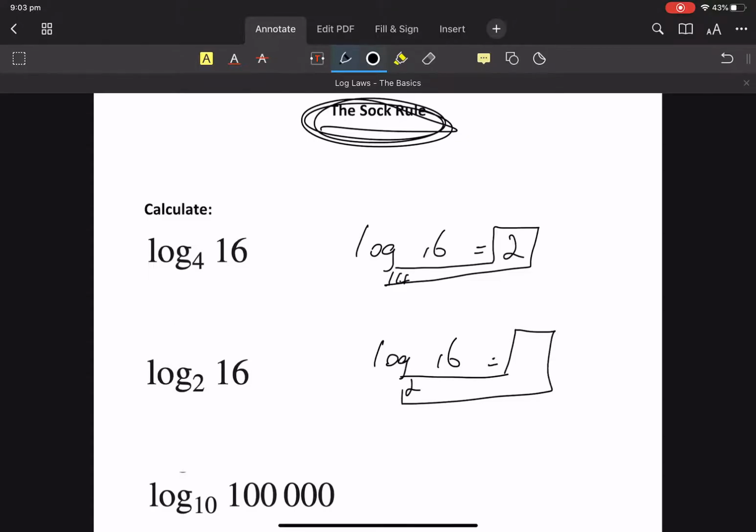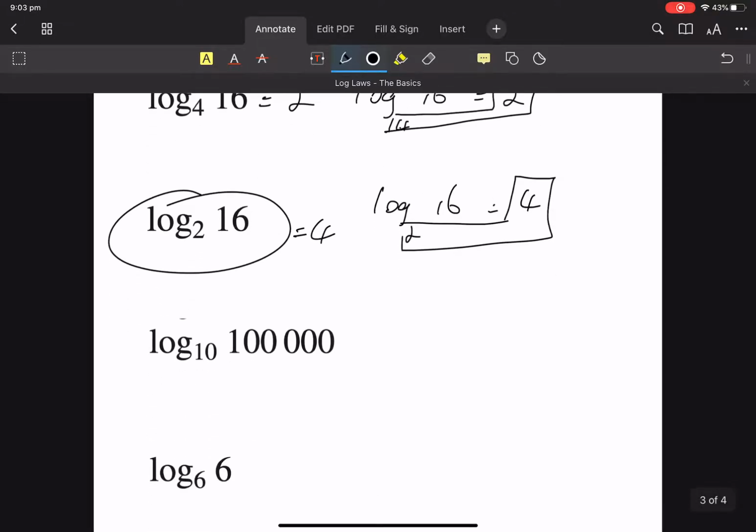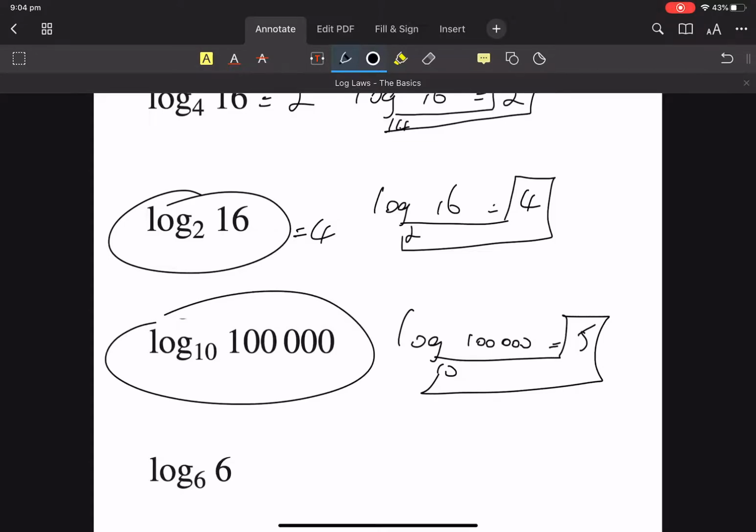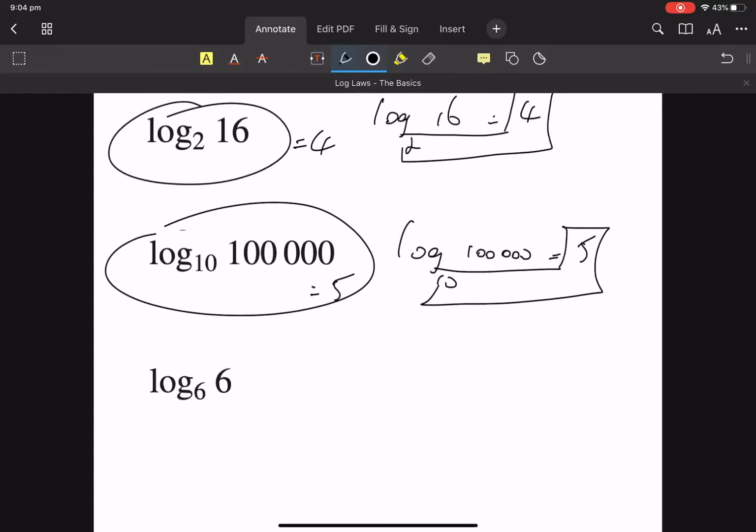To what power? I'm thinking this is in the power. 2 to the what power is 16? 2 2s are 4, 2 4s are 8, 2 8s is 16, so that's 4. So that is the number 4. That is the number 2. Ten to what power is 100,000? That would be 5. So that is the number 5.